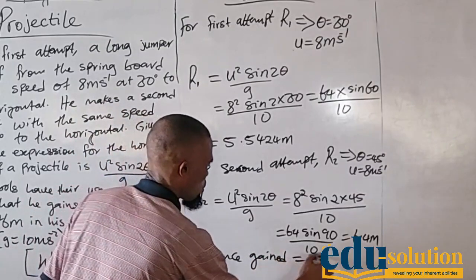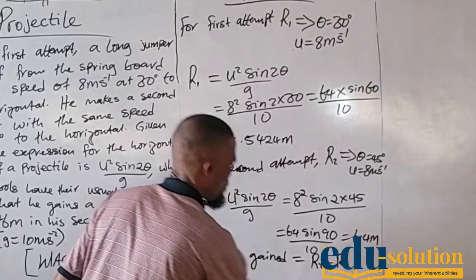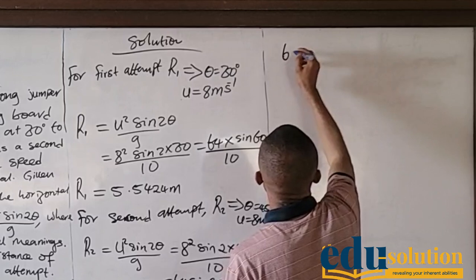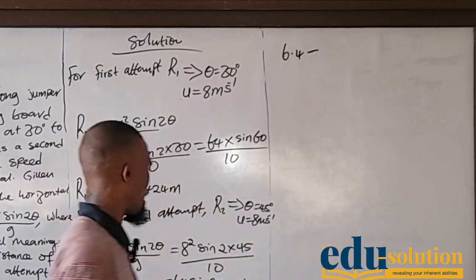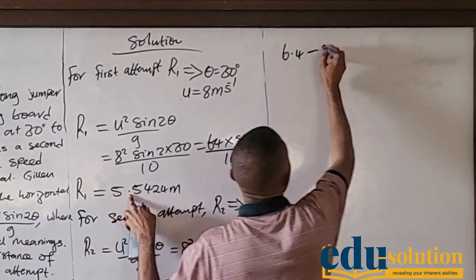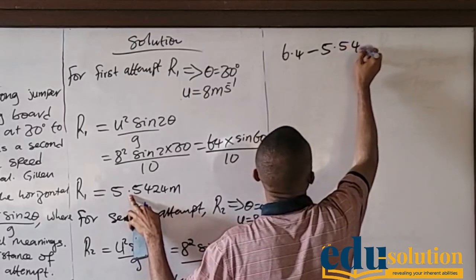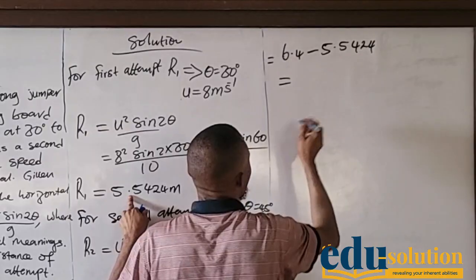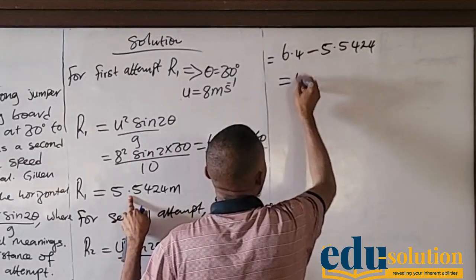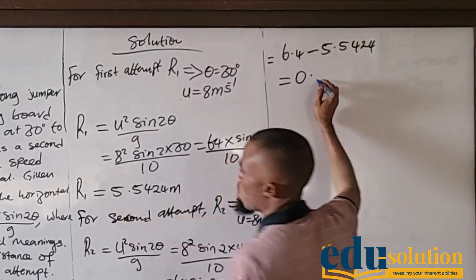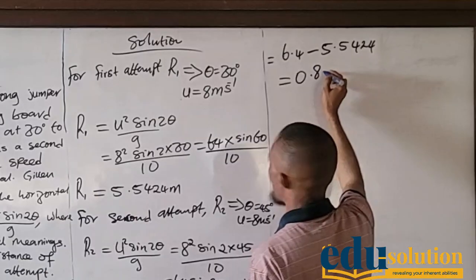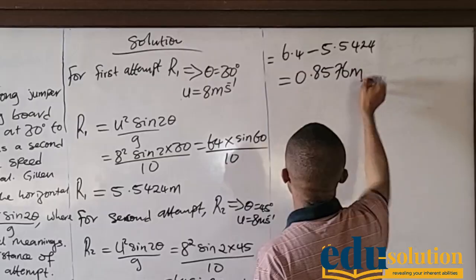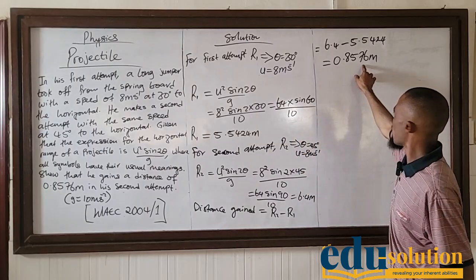So for the second attempt, therefore the distance gained is equal to R2 minus R1. Our R2 is 6.4 minus our R1, which is what we have here, 5.54. Let's subtract them. We have 6.4 minus this, and we have 0.8576. Okay, so this is our answer here.